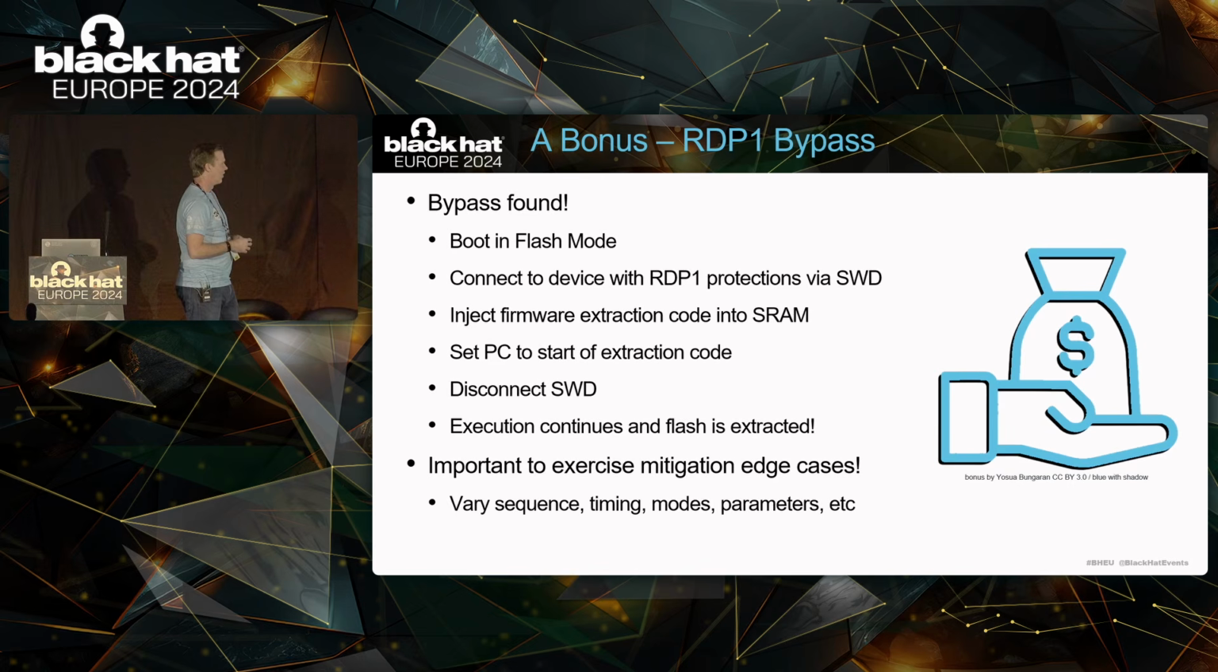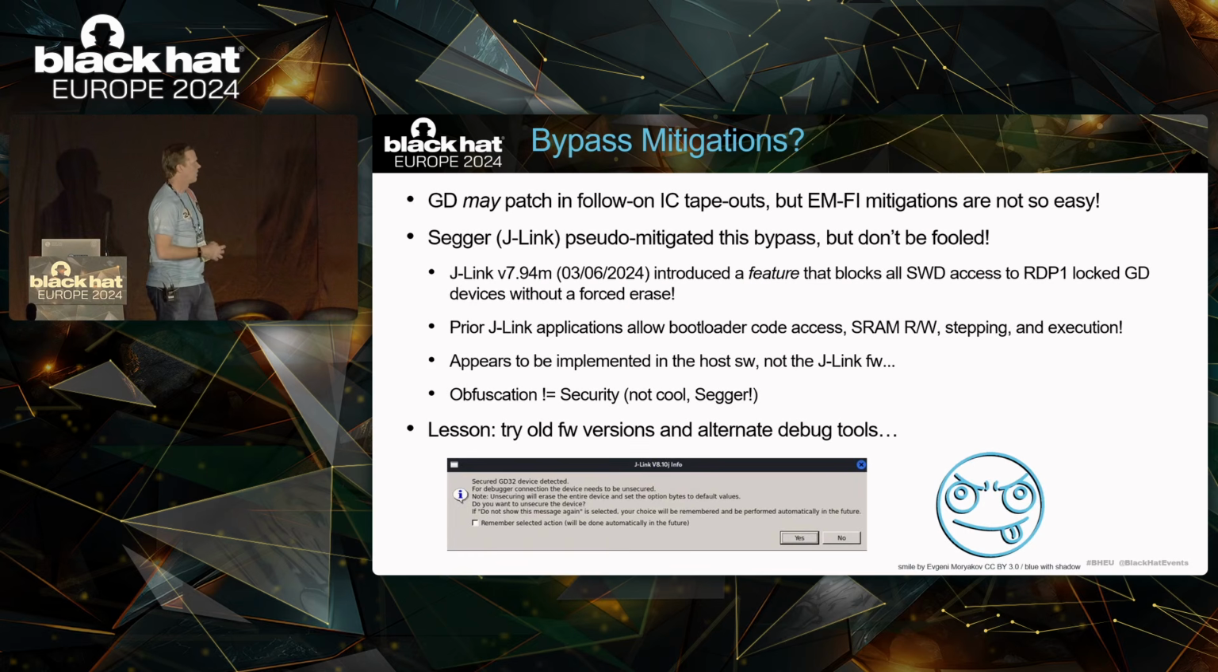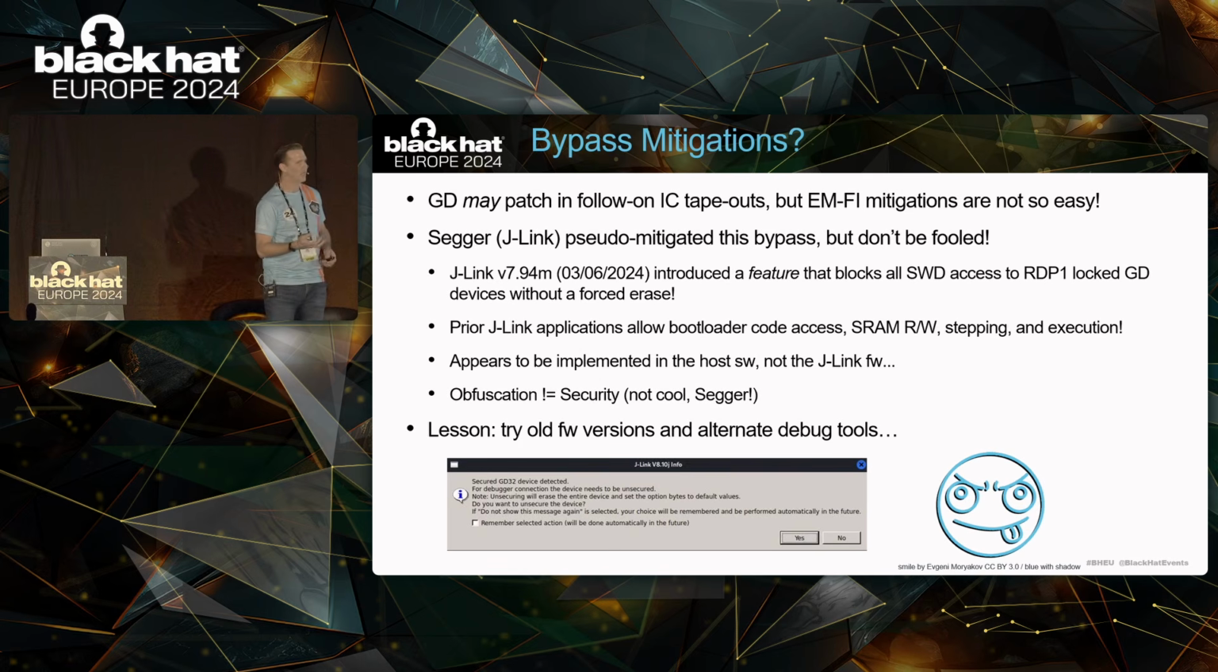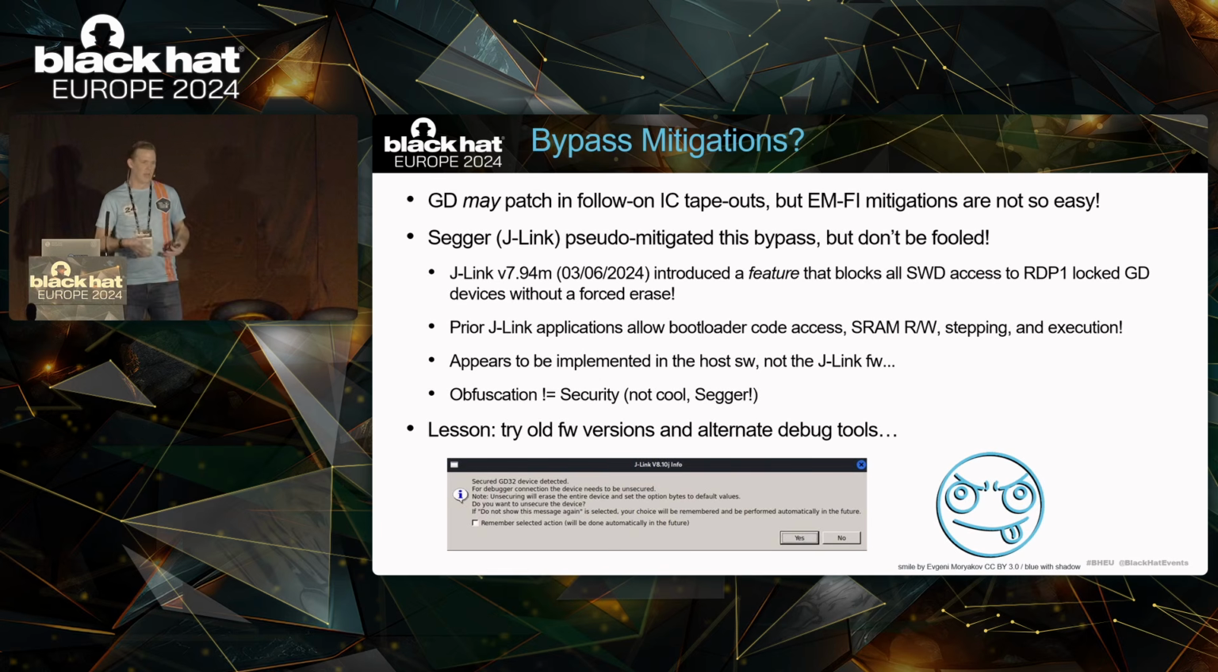And clearly it's something that shouldn't happen, but kind of going back to the beginning, it's important to try all your edge cases and exercise everything. Don't believe what the datasheet says, for sure. So let's talk about some mitigation. GigaDevices probably can patch this in a follow-on tape out, at least the bypass. Maybe they can change a few things without a lot of redesign and cost and expense. It's possible. But I think applying additional hardware to do EMFI mitigations is not so easy and it seems unlikely. So even if they do patch the bypass, you probably still have a route in through EMFI.